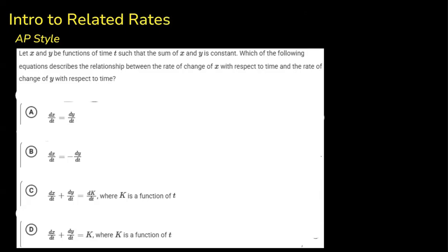All right, I got one quick AP style question for you. Let x and y be functions of time. There, they said it right there. Now you know it's a related rate problem, such that the sum of x and y is constant. Right there, they are telling you the equation in a verbal statement that relates the quantities involved. So I know that x plus y is going to equal some constant. We'll call it k, because I see k down here in the multiple choice answers.